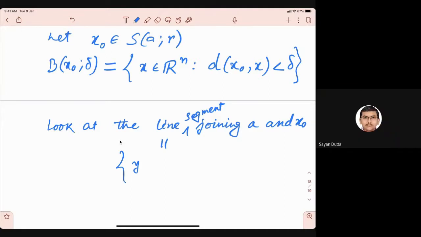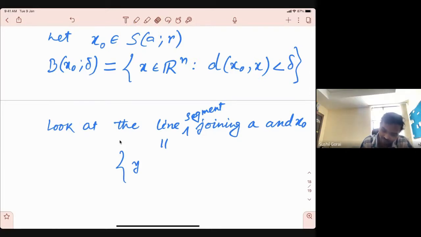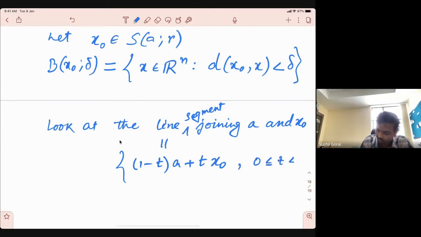Lambda is a variable that varies between 0 and 1, I think. So that is a nice parameterization, and it will always be used. If you start from A, let's say (1 minus lambda) A plus lambda X naught, I'll write it with t. A curve always has a parameter t: the collection of all these points (1 minus t) A plus t X naught, with 0 less than or equal to t less than or equal to 1.